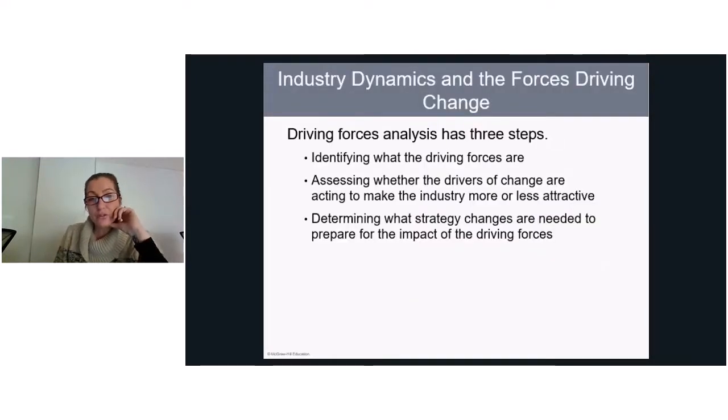Industry dynamics and the forces driving change. Driving forces has 3 steps: identifying what the driving forces are, then we assess whether the drivers of change are acting to make the industry more or less attractive, and then we determine the strategy.